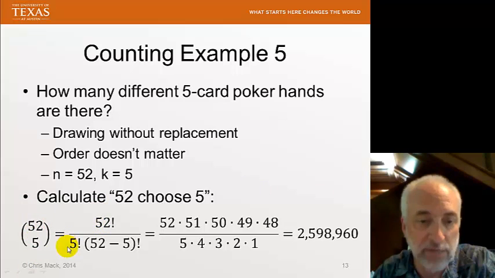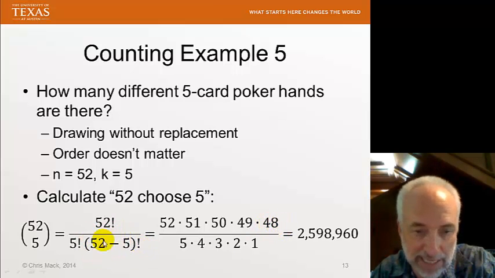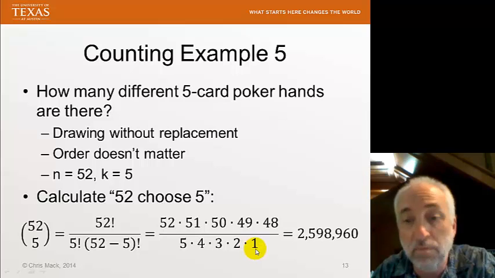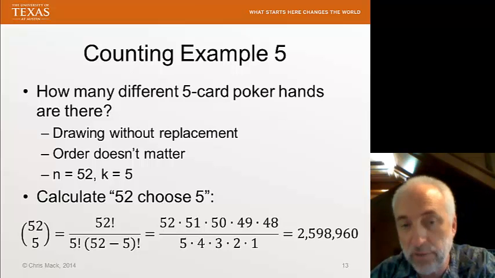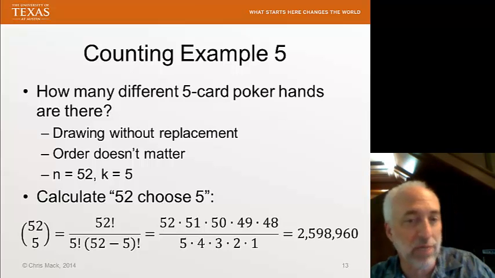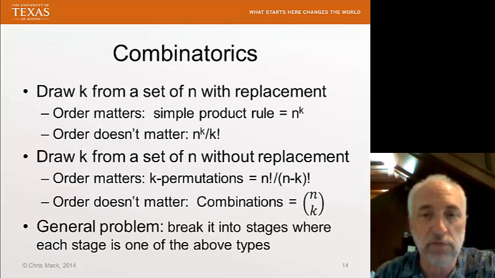I've got 52 factorial over 5 factorial and over 52 minus 5 factorial. In other words, that's 52 times 51 times 50 times 49 times 48. And then after that, 47 and beyond gets canceled out by what's on the bottom. And then I divide by 5 factorial, 5 times 4 times 3 times 2 times 1. And that whole thing is about 2.6 million. So that's how many 5-card poker hands there are. The key is to think about, am I drawing with or without replacement? Does order matter, yes or no? And that helps to answer this kind of counting problem.